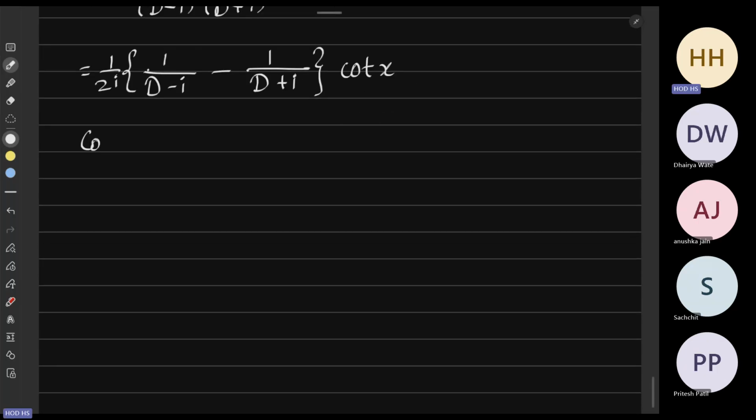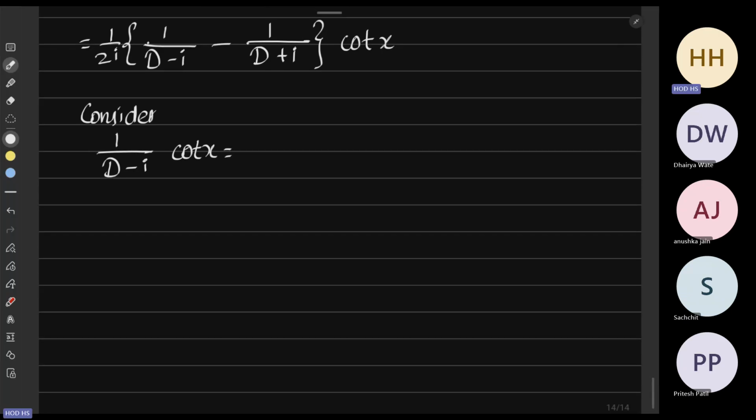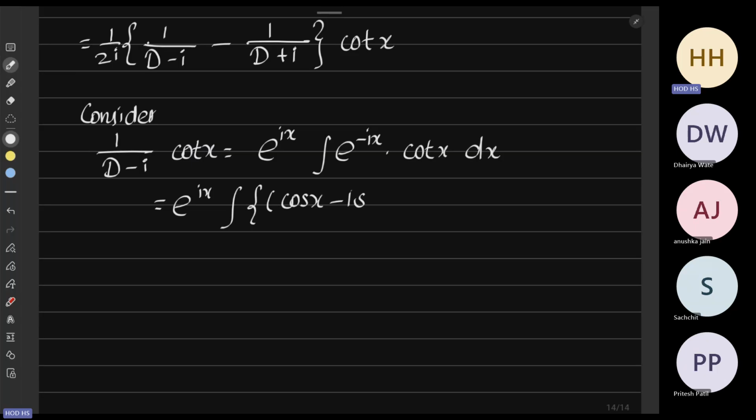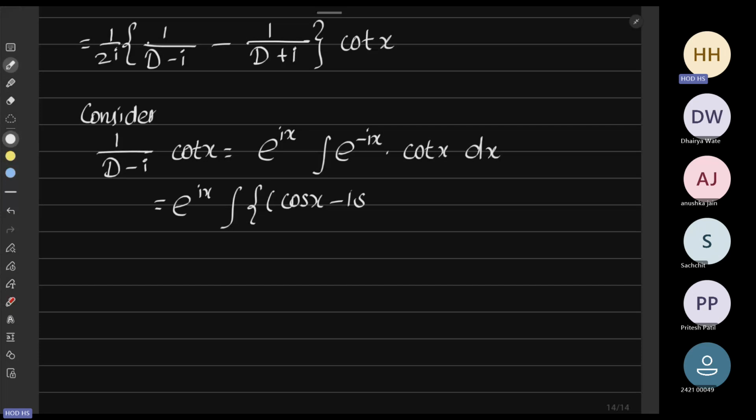So I'll consider only 1 upon D minus i of cot x. By D minus i of cot x, I will have e to the power ix into integral e to the power minus ix into cot x dx, which can be written as e to the power ix. e to the power minus ix is cos x minus i sin x, times this is cos x divided by sin x dx.